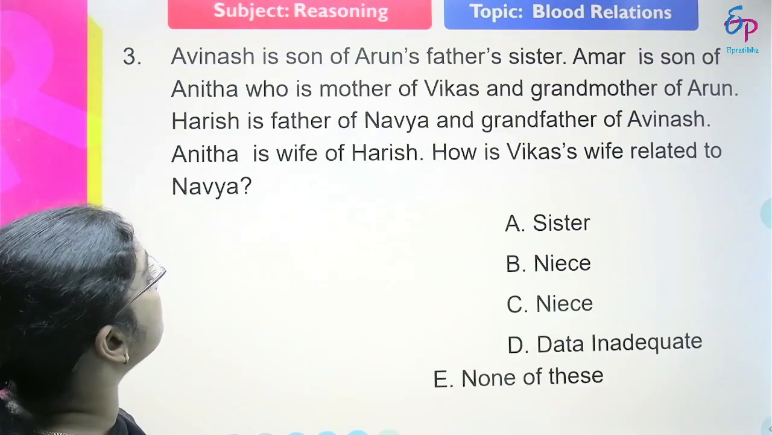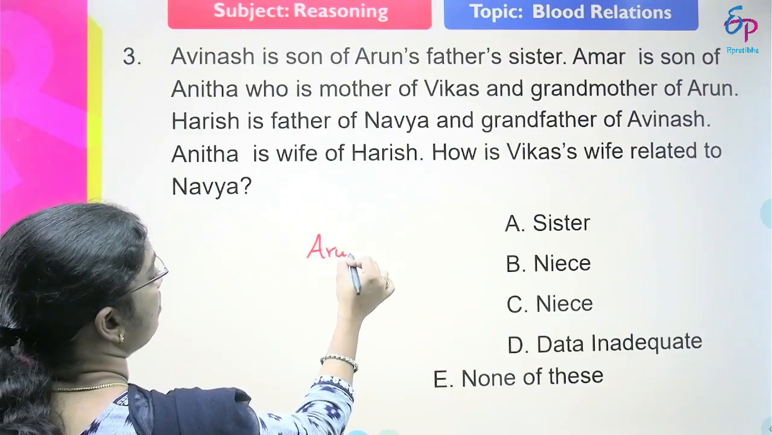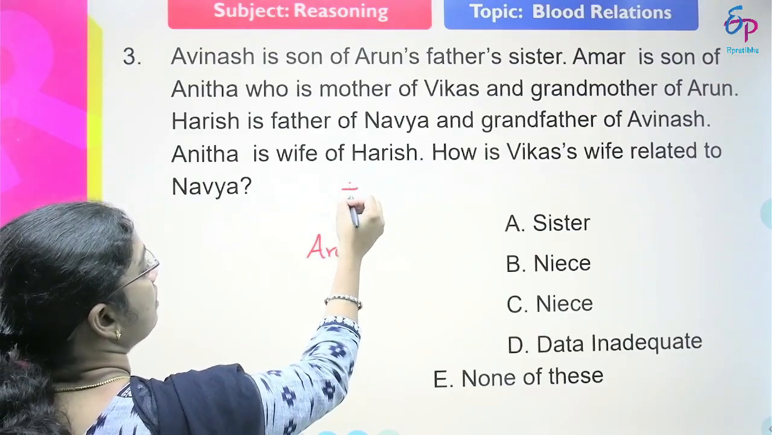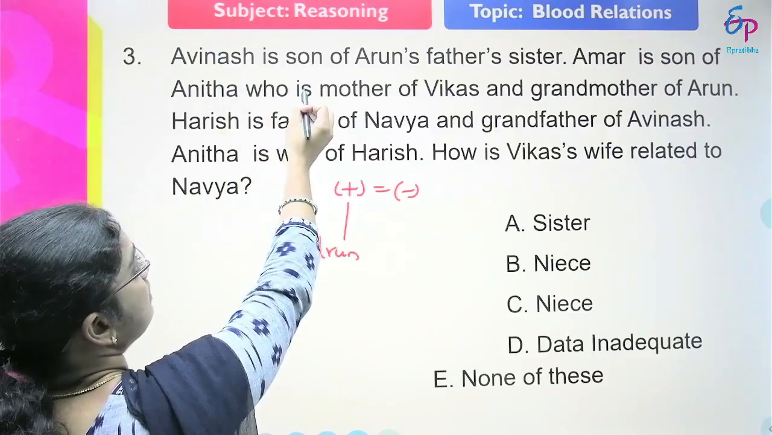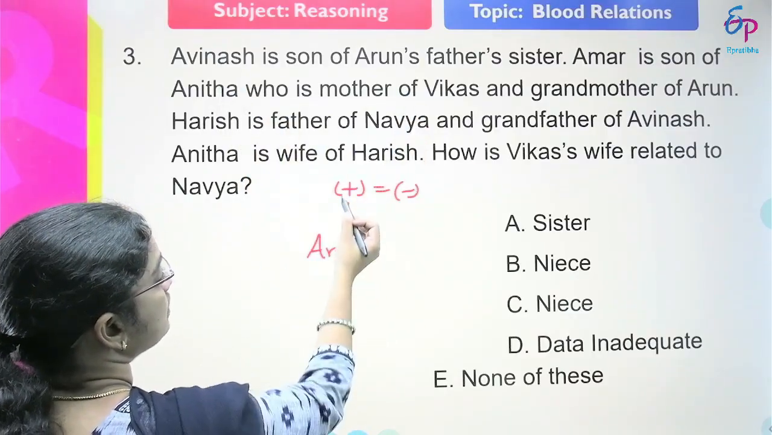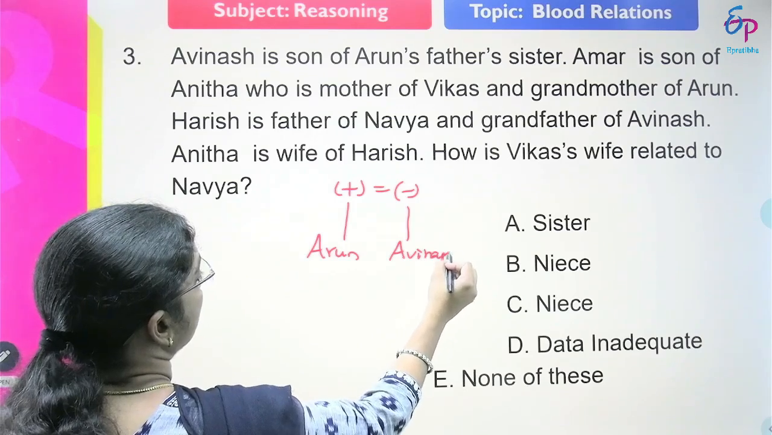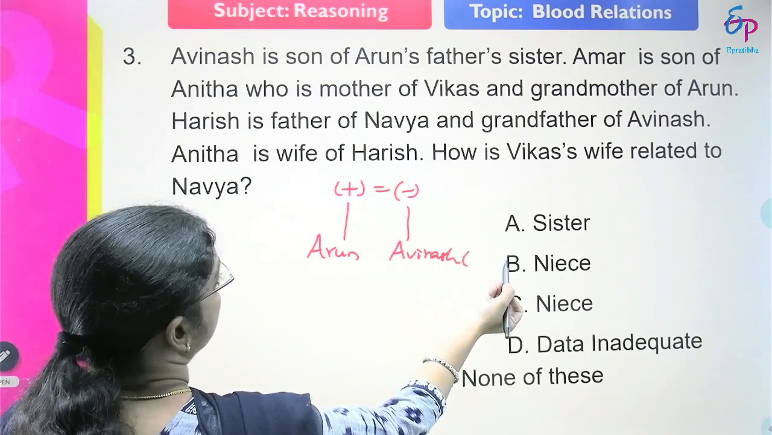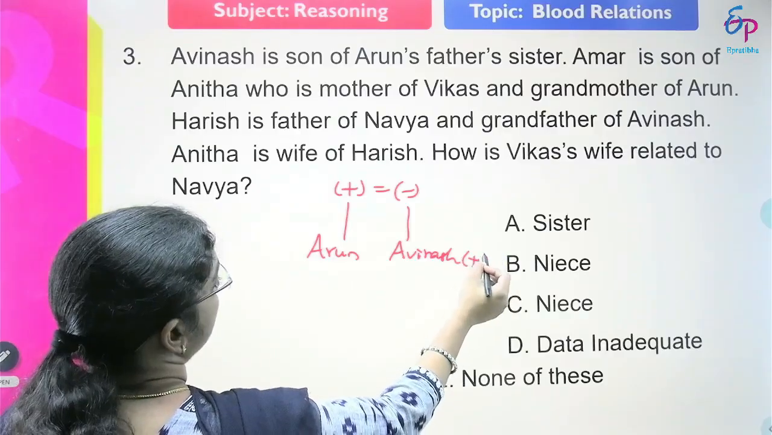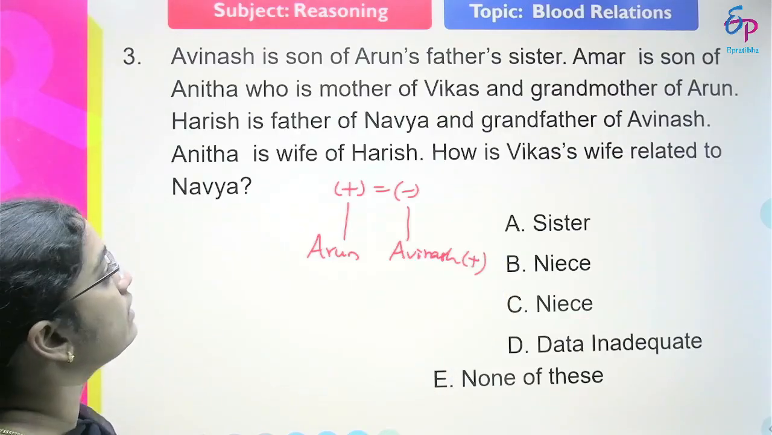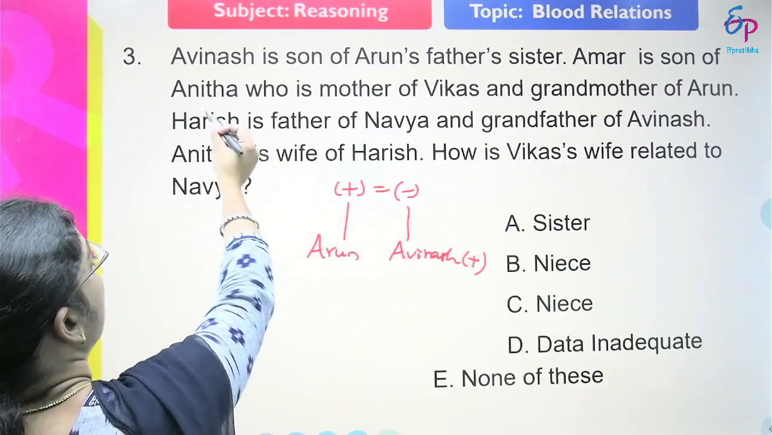So Avinash is the son of Arun's father's sister. Okay, so first we need to take Arun's father. So Arun's father's sister. Then Avinash is the son of Arun's father's sister. Arun's father's sister's son is Avinash. Then Amar is the son of Anita. Okay, Amar is the son of Anita.